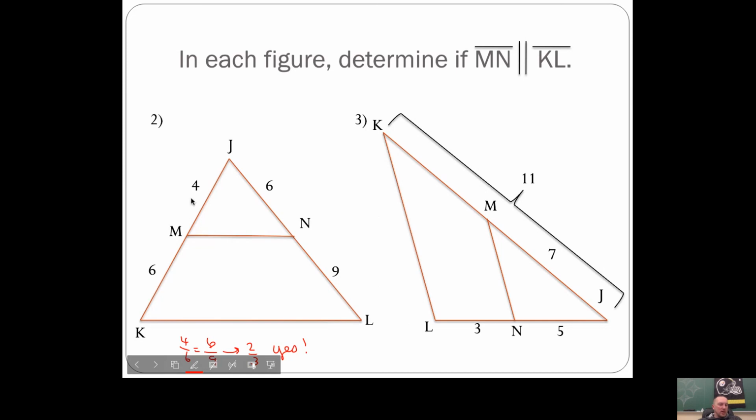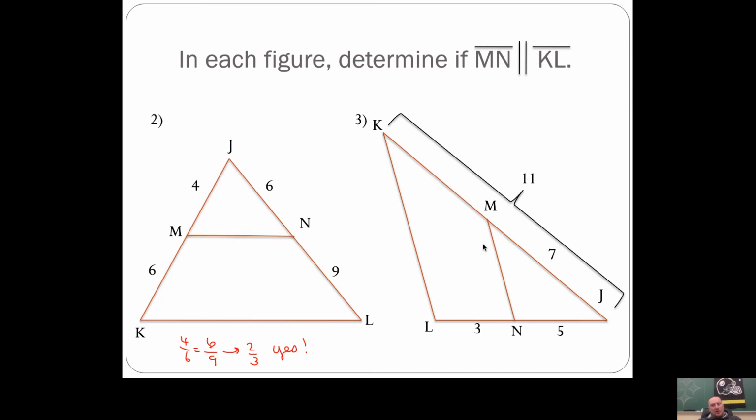Notice how the ratios that I'm checking, 4 to 6, 6 to 9, look exactly the same as they did on the picture. Okay, next one over here. If it helps you, you can turn your diagram to make it look like this one, if you think this one's the easiest.